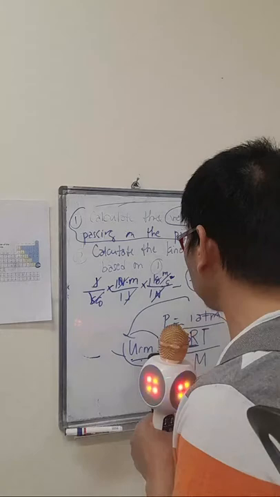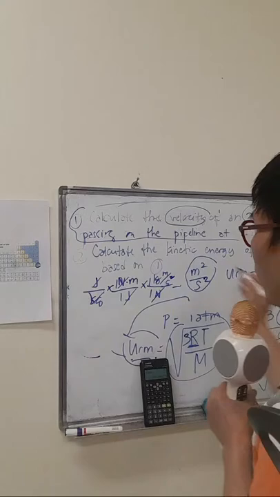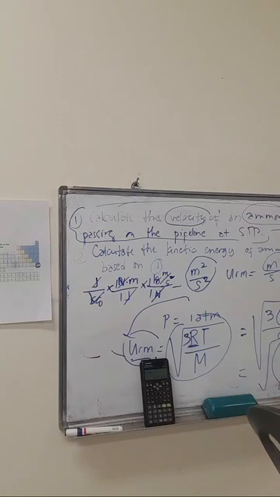628.6 meter per second. This is our velocity of ammonia traveling in the pipeline at STP. Okay, meter per second. So this is our answer now for our question number one.